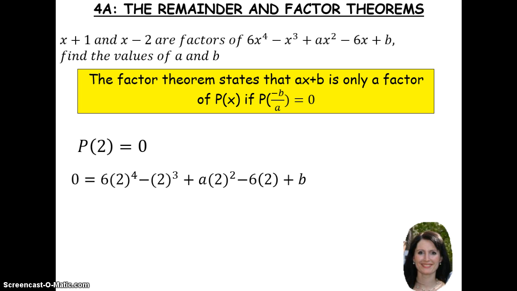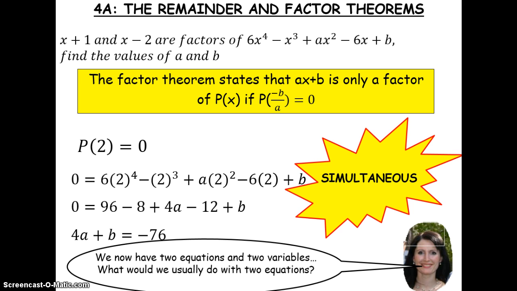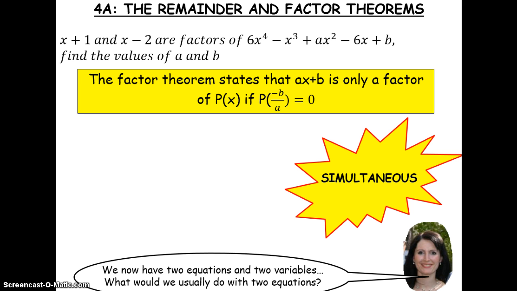Let's do that. 0 equals 6 times 2 to the 4 minus 2 cubed plus a times 2 squared minus 6 times 2 plus b. We get 0 equals 96 minus 8 plus 4a minus 12 plus b. Rearranging gives us 4a plus b equals negative 76. We now have two equations and two variables. What would we usually do if we had two equations and two variables? Simultaneous equations. We could eliminate something in order to solve one of our variables.